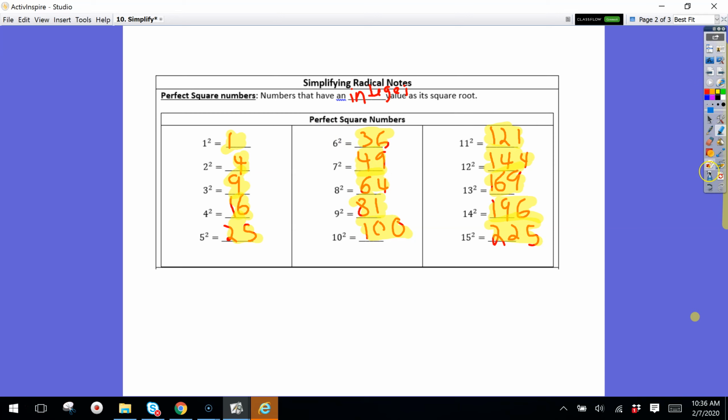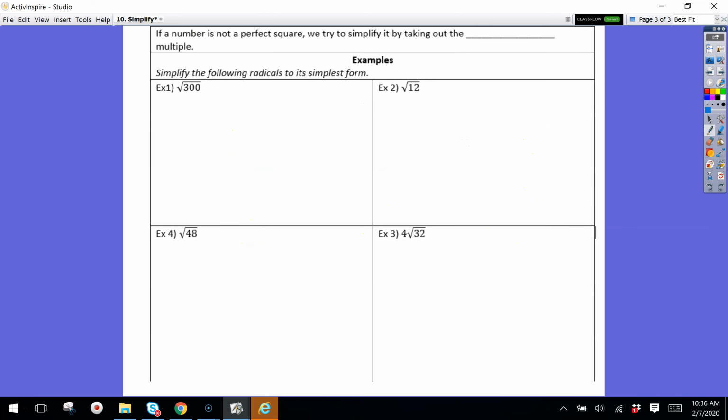Now, if I asked you for something like 72, 72 is not on this list, so it is not a whole number. So 72 is not a perfect square. So if we have something like 72 or anything like in these examples, they're not perfect squares, so it's not a whole number. If I put the square root of 300 in my calculator, it's going to be a decimal. But the only thing we can do is simplify it, sort of like with a fraction, we just try to simplify it as much as we can. So if a number is not a perfect square, we try to simplify it by taking out the perfect square multiple.